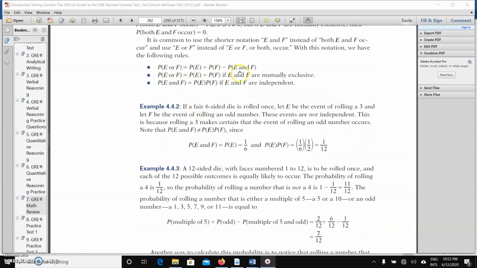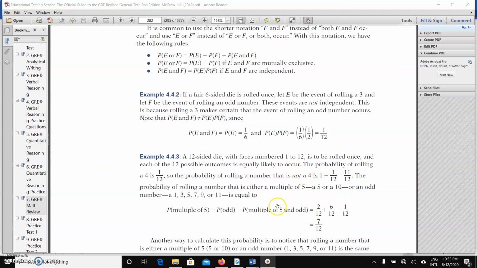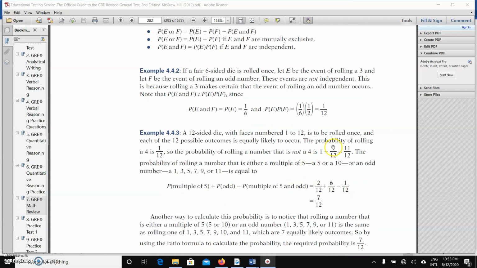Okay, so we're talking about or. I already told you, event or. If you have or, this is the formula you use. However, all the time you have to check if it's independent. That's when you use it, because this is what makes it independent: this particular P intersect F, or P(E and F). But if it's mutually exclusive, you remove this and you use the second one. Now, this one is obviously independent because they didn't even tell us if it's mutually exclusive.